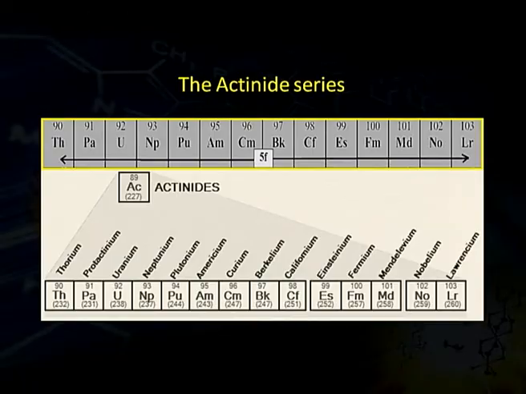This is the group of the actinide elements starting from thorium up to lawrencium. It is thorium, protactinium, uranium, neptunium, plutonium, americium, curium, berkelium, californium, einsteinium, fermium, mendelevium, nobelium and lawrencium.